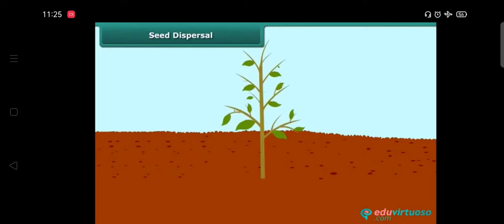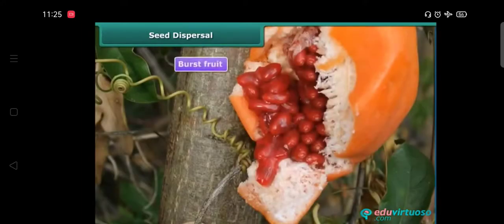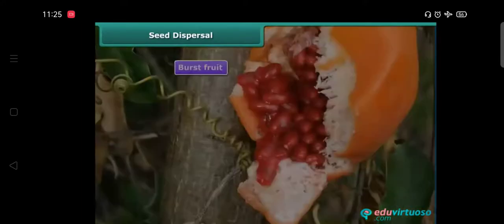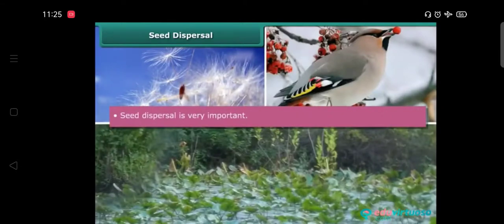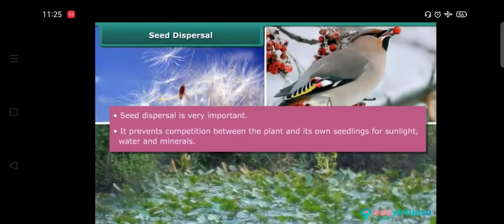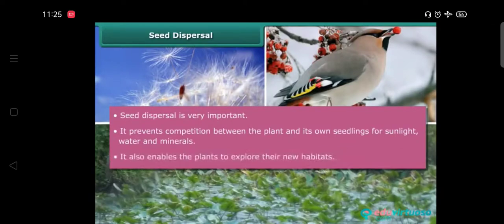In fact, some seeds are also dispersed when the fruit bursts with sudden jerks. Seed dispersal is very important because it prevents competition between the plant and its own seedlings for sunlight, water, and minerals. It also enables the plants to explore their new habitats.